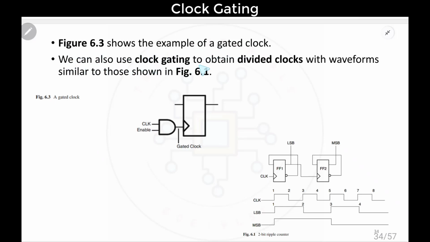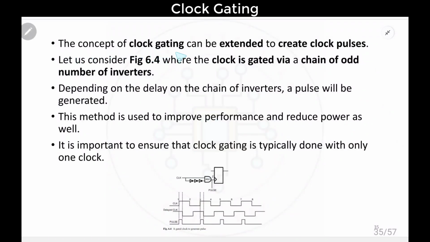We can also use clock gating to obtain a divided clock with waveforms similar to those of figure 6.1. This concept we have already seen, like the 2-bit ripple counter. Initially at the LSB we are getting divide by 2, and here again divide by 2. So overall it will become divide by 4. The same concept can be achieved by using this gated clock. The concept of clock gating can also be extended to create clock pulses.